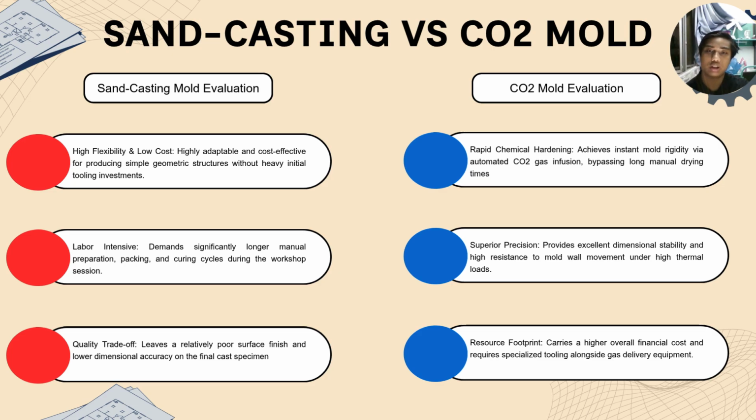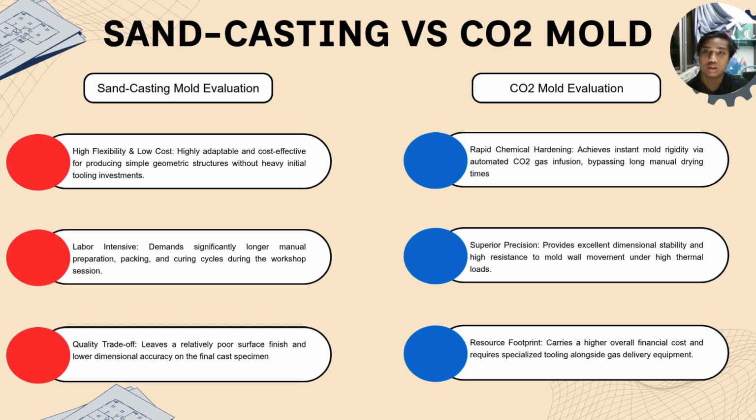Now, let's compare two different ways to make the molds, which are traditional sand casting and the CO2 mold process. Both processes have pros and cons depending on what project we make. The first one is sand casting. It is highly flexible and very cheap, especially for simple shapes, since we do not need expensive tools to make it. However, it is highly labor intensive, requiring a lot of hands-on work and long drying times. This usually leaves a rough surface finish and lower precision on our final parts.